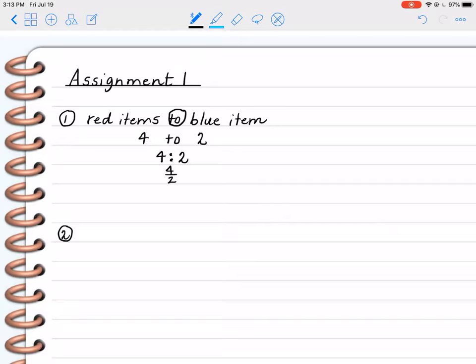Number 2. I wanted you to give me the green triangles to yellow circles. So let's, sorry, why am I circling the triangle? Circle the word to, and I think in addition to circling, I'm going to highlight that because I really want you to notice that. Green triangles, there are 3. Yellow circles, there are 2. So the ratios are 3 to 2 in all 3 forms.